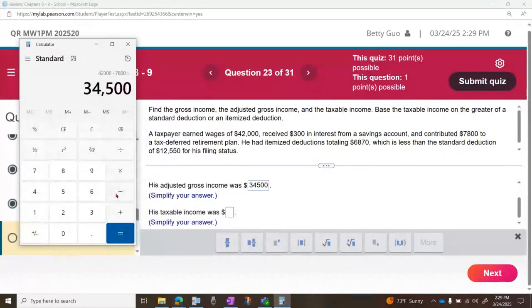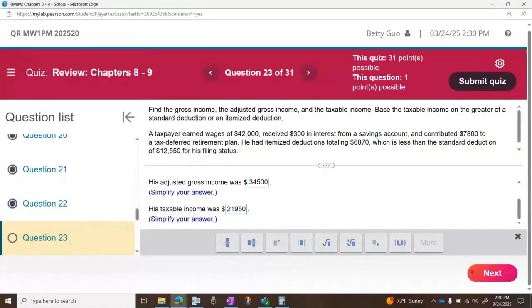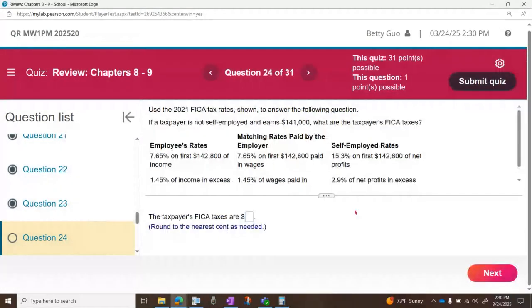Use the AGI minus the standard deduction, $12,550. That gives 21,950, and that's the taxable income. All right, taxable income, not bad.